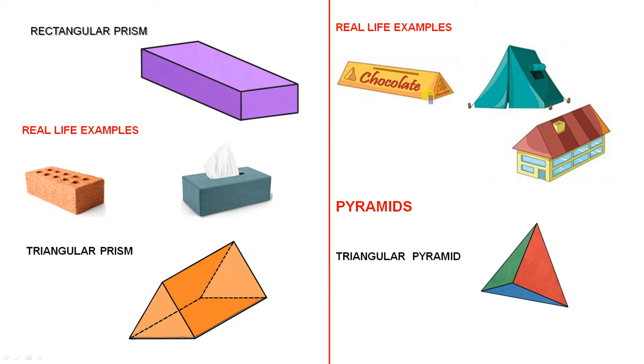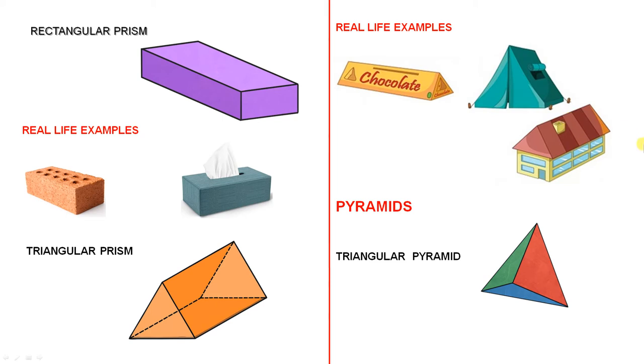So here we have an example of a chocolate shaped like that in the form of a triangular prism. Also a tent approximates a triangular prism, and here we have the roof of a house, and that approximates a triangular prism.